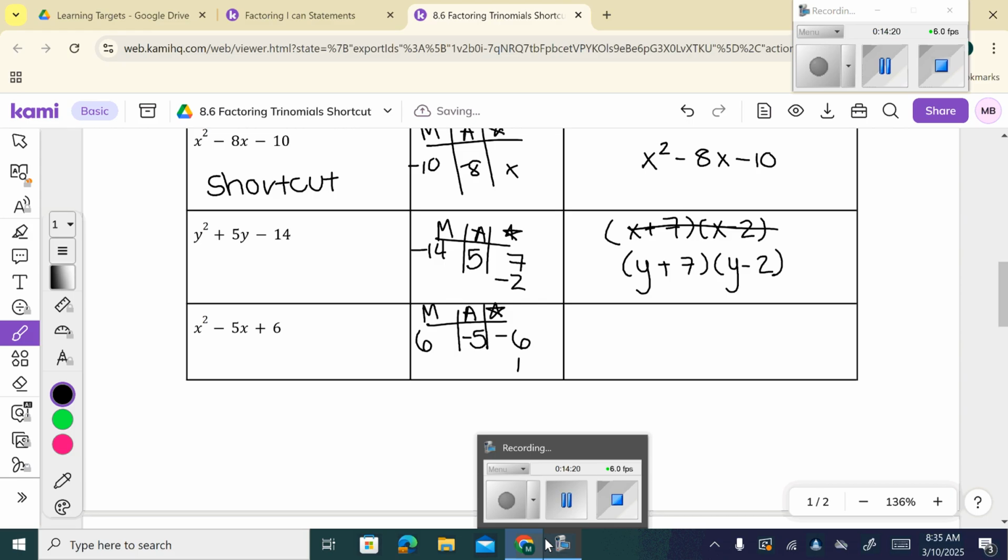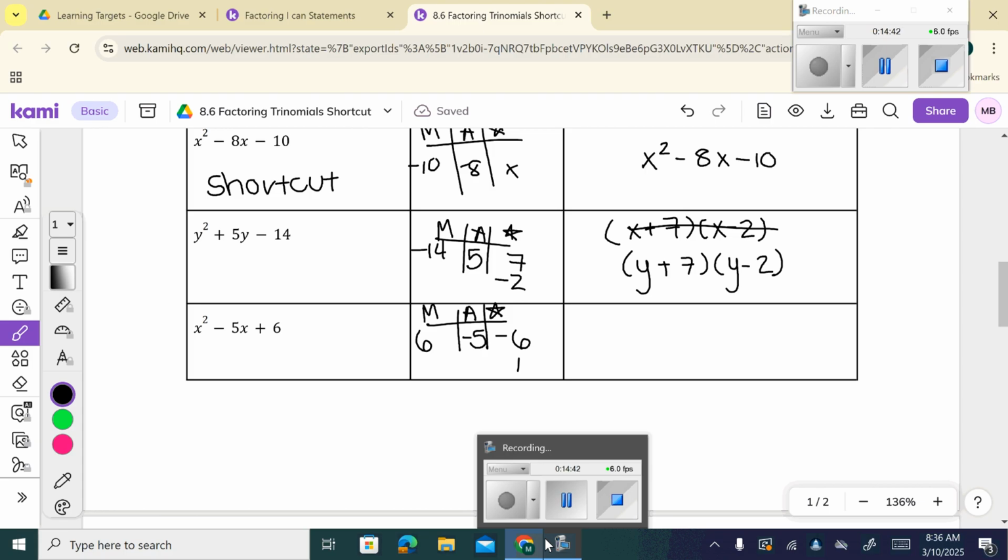Hold up. Side conversations stop. Is -6 plus 1 equal to -5? Everybody put -6 plus 1 in your calculator. It is -5. Why is this not the right pair of magic numbers?